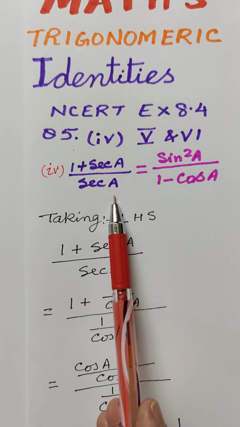In this video we shall learn about Class 10th Maths Trigonometric Identities, NCERT Exercise 8.4, Question number 5, parts 4th, 5th and 6th. Let us see.